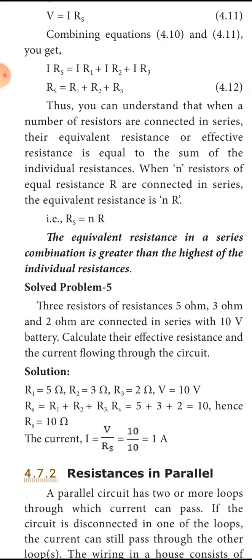The current passing through them is V by RS. A potential difference of 10 volts is given there. 10 by 10, you will get 1 ampere of current. The current passing through all the resistances is the same because it is a series connection.